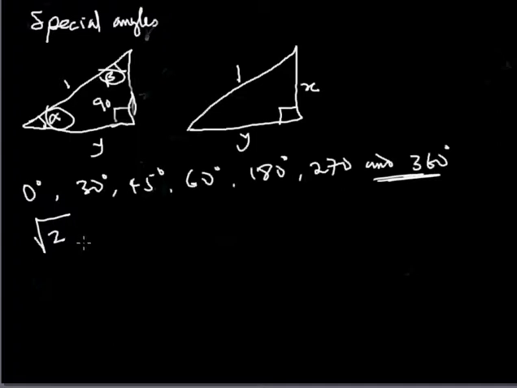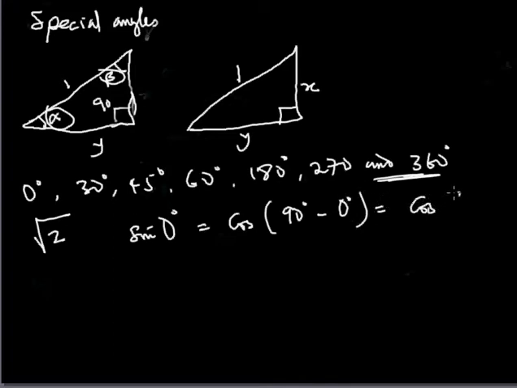So now, when you want to represent them, you should have sine 0 degrees. Remember the complementary rules we mentioned before, it is the same thing as cosine 90 degrees minus 0 degrees, which is the same thing as cosine 90 degrees. When you look at the figures in the tables, you realize that it's y over 1, which is the same thing as 0.